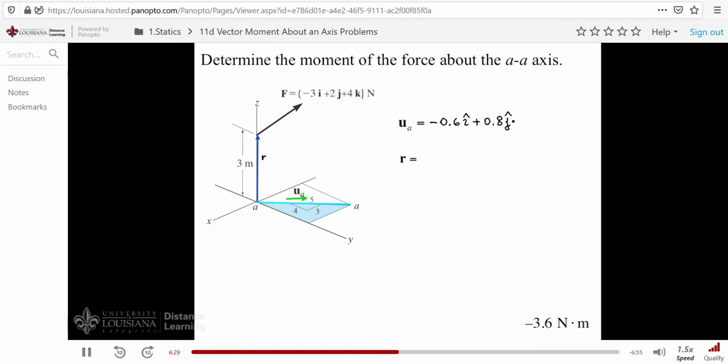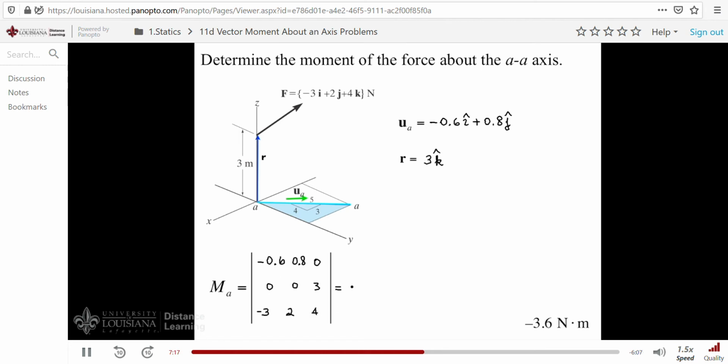There we go. R, of course, is easy to get. That's equal to 3 times k. We also know the force completely here, so now we can proceed to go ahead and find our moment. Putting in the values we have up here: minus 0.6, 0.8, and 0. Our R vector, of course, would be 0, 0, and 3. And finally, our force vector, minus 3, 2, and 4. Now all we have to do is evaluate.